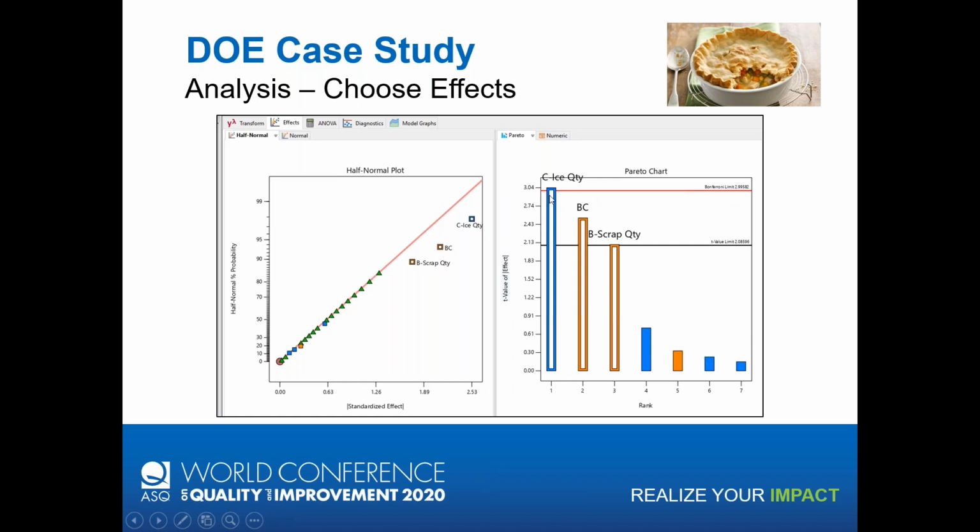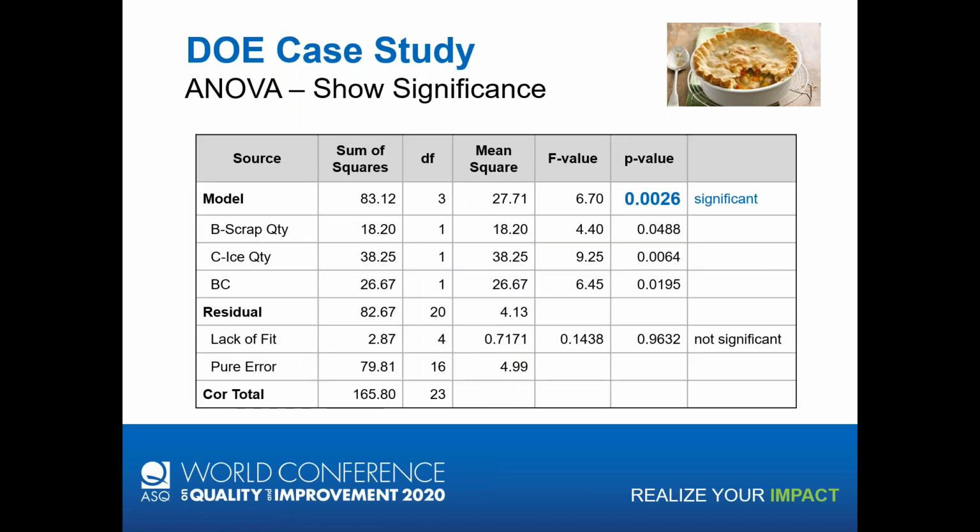So these 3 effects are much, much larger than the other 4 possible effects. So we're gonna put those 3 effects into the model and leave the other 4 to be pooled together into the residual. So we get our analysis of variance, which looks something like this. The model is statistically significant with a p-value of 0.0026. Each of our individual effects terms is statistically significant.